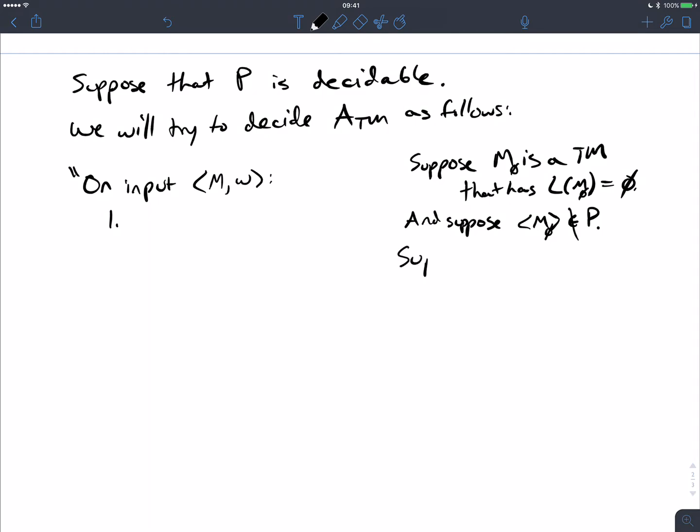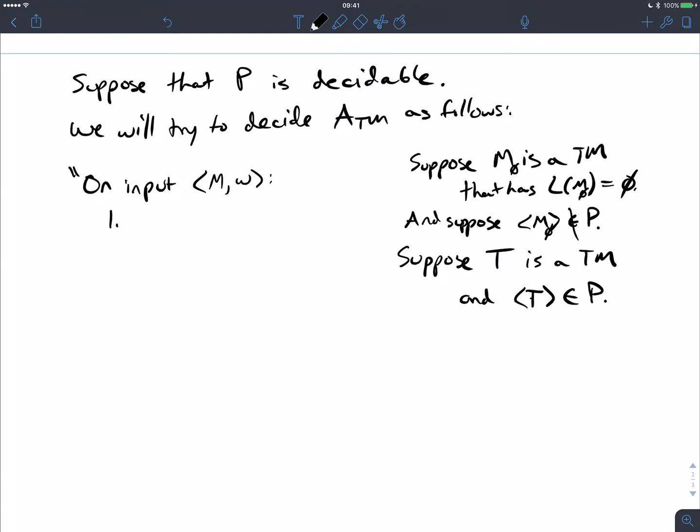So now suppose T is a TM and T has property P. Okay? So now we have the two behaviors we want. What we're going to do is, depending on whether M accepts W, yeah, go ahead.